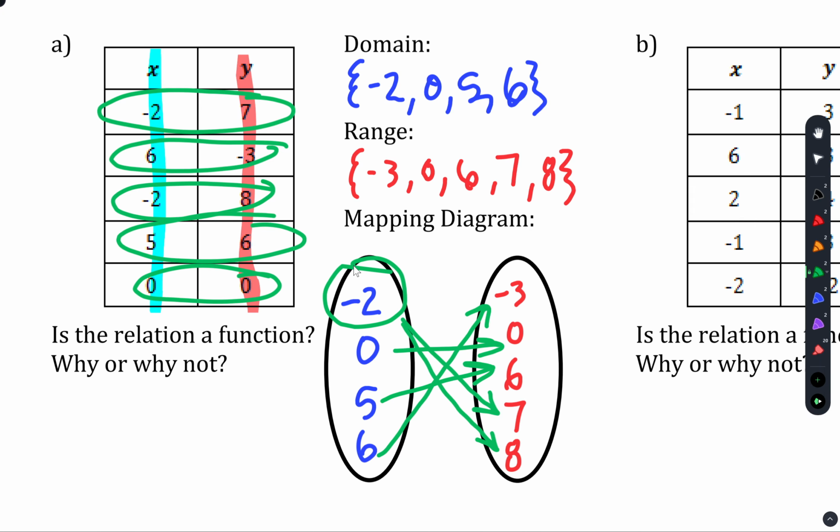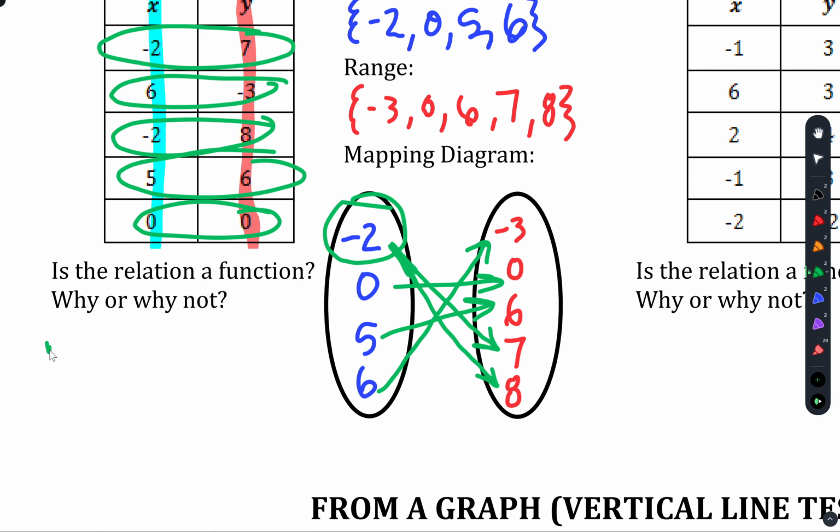-2 this time has 2 outputs. I see 2 arrows starting from -2. That's a no-no, so I say no. -2 has 2 outputs. Oops. Okay, try the next one. Same deal.